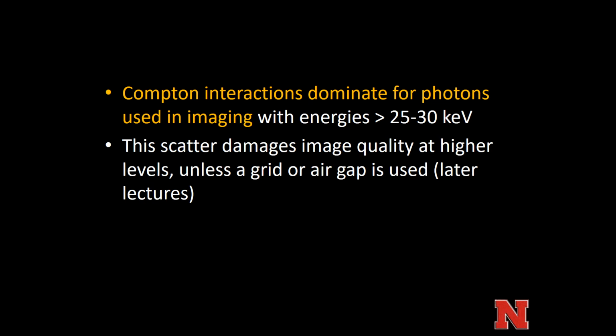Compton interactions dominate for photons used in imaging with energies more than 25 to 30 keV. This scatter just damages image quality at high levels, and that's why we have to do a whole bunch of things when we do radiography, like use a grid or use an air gap, which will be discussed in future lectures, to try and eliminate these Compton interactions from just degrading the medical image.